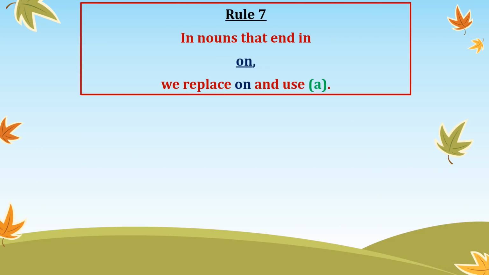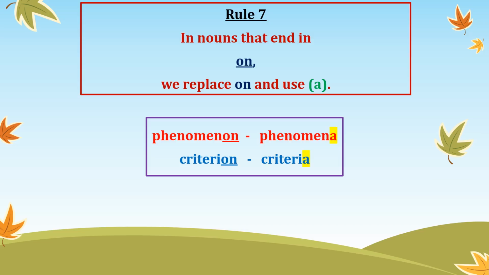Moving on to rule number 7. In nouns that end in on, that means nouns ending with the letters on, we replace on and use a. Let us see a few examples. The first noun here is phenomenon. This word is ending with on. All you need to do is cut on and use a. So its plural form will be phenomena.